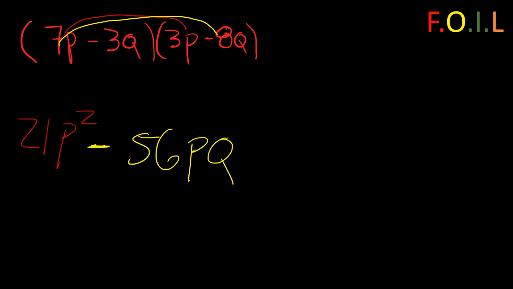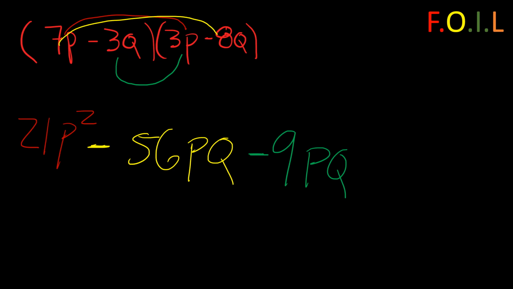Now we move on to our inner. So our inner is going to be negative 3q times 3p. So a negative and a positive is a negative. 3 and 3 is 9. Q times p is just going to be pq.